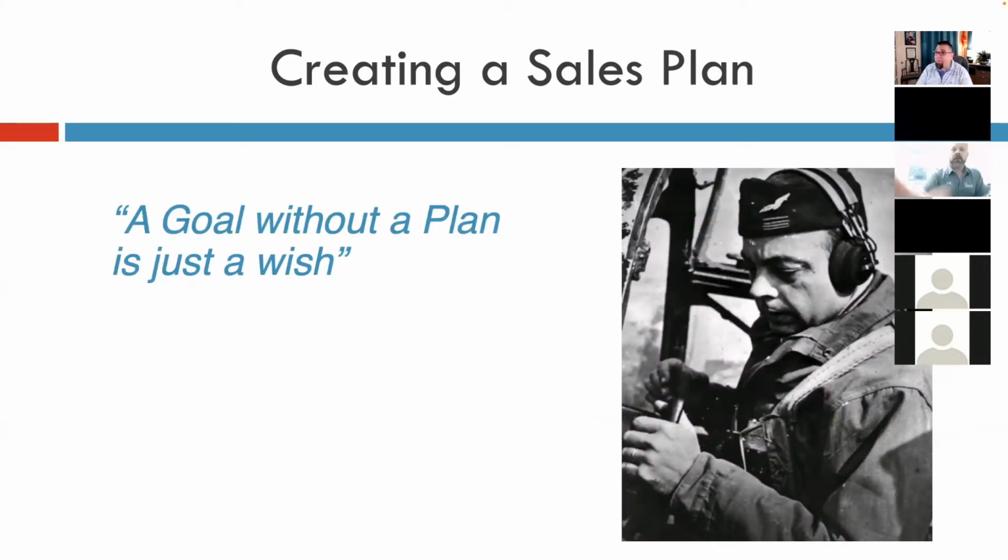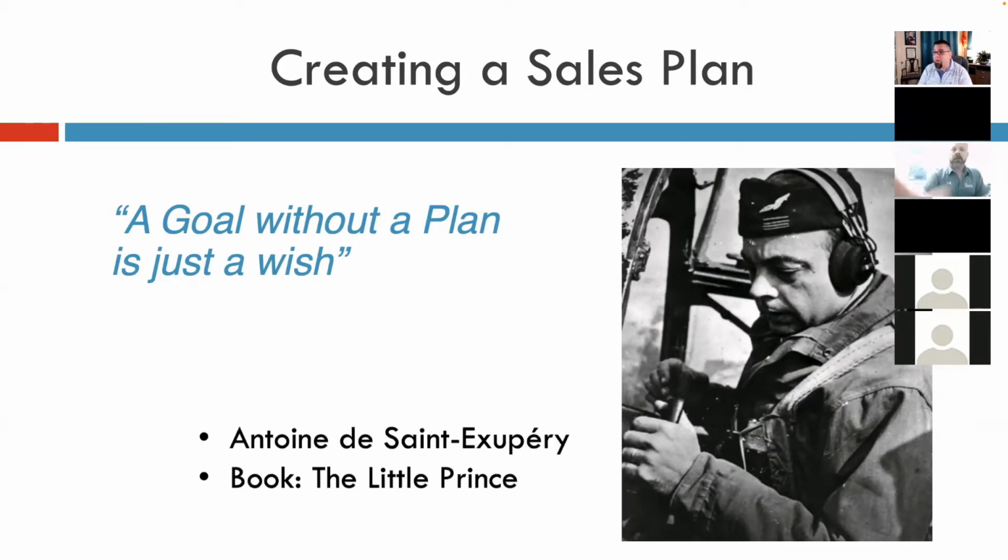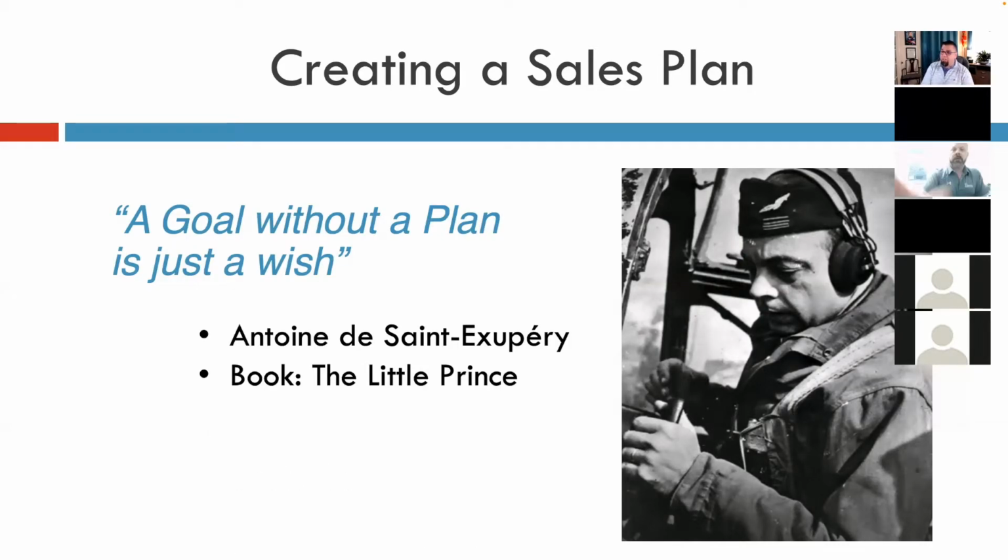This was actually penned way back in the 40s by a French pilot. Obviously, he was a commercial pilot, Antoine Saint-Exupéry. He wrote the book called The Little Prince. He actually went missing in the year 1944 during World War II. But a very famous quote, obviously attributed to a not so famous man. You may not know who said it, but really important. You need to have a plan in order to reach your goal, okay?